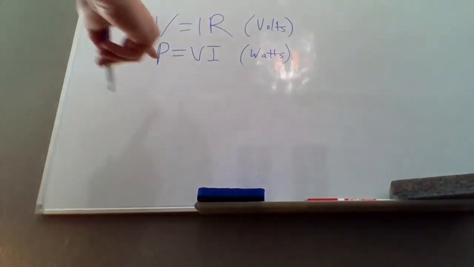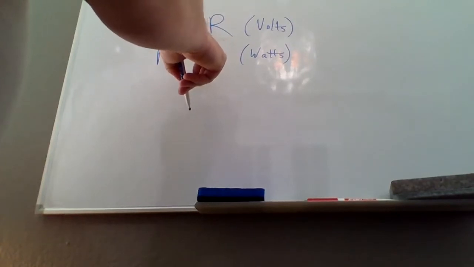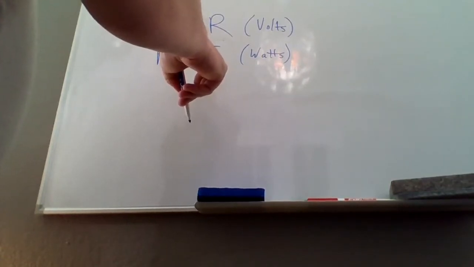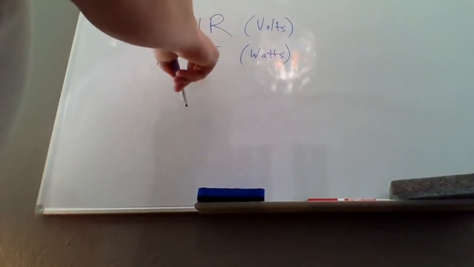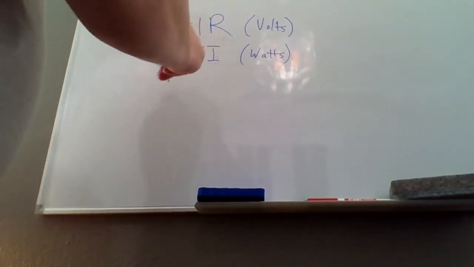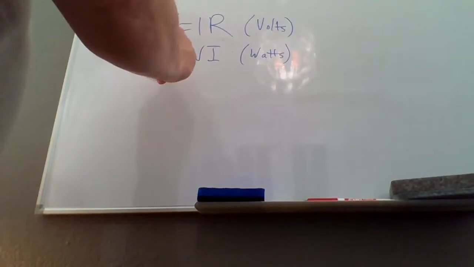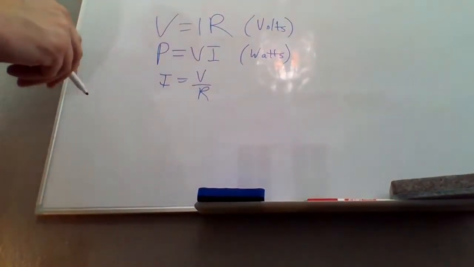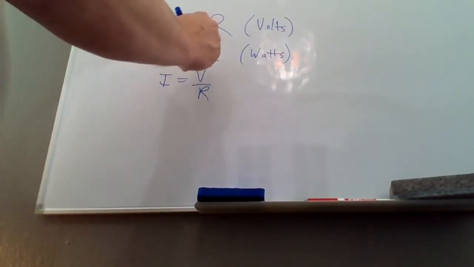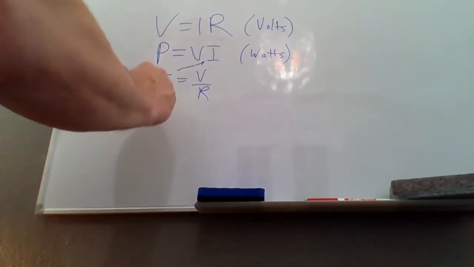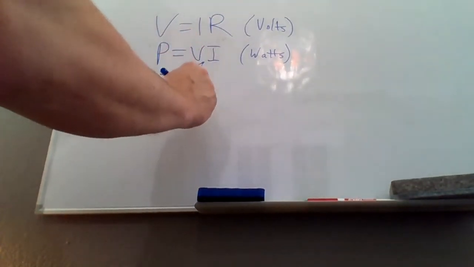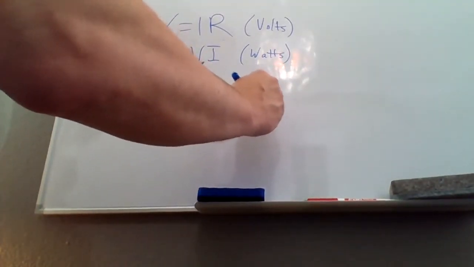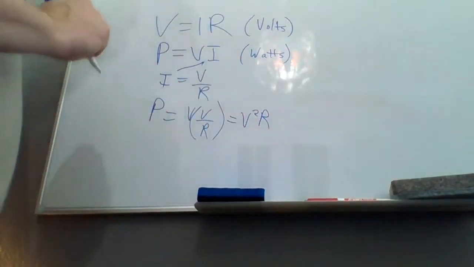So what we say here is that P is equal to VI. Now the question is how much voltage would it take to burn that up? Well, I have V equals IR. I don't know the current. But if I say I is equal to V over R, that's another way to state Ohm's law, right? So if I take this I and replace it there, then P is equal to V times V over R, or V squared over R. That's a really important one to know, and I would keep that one.